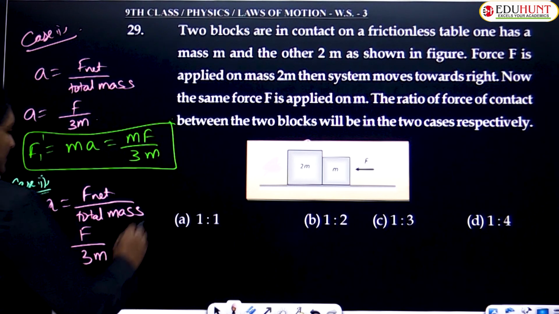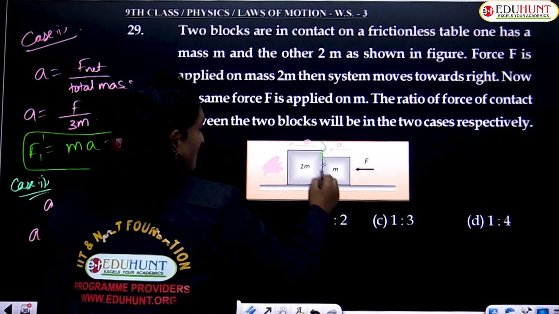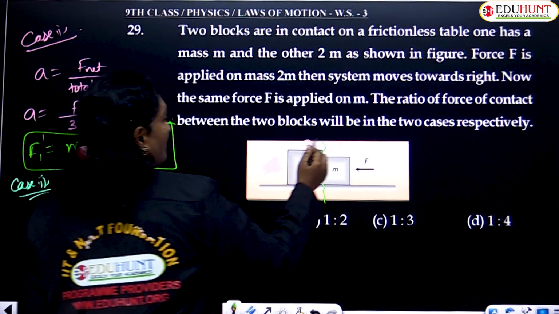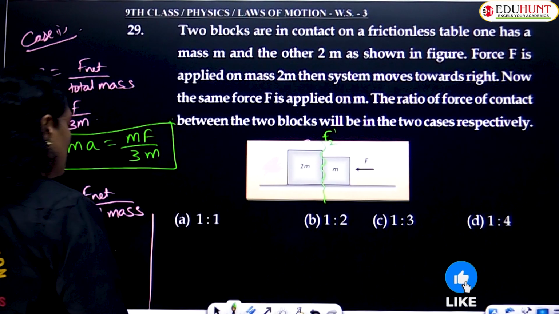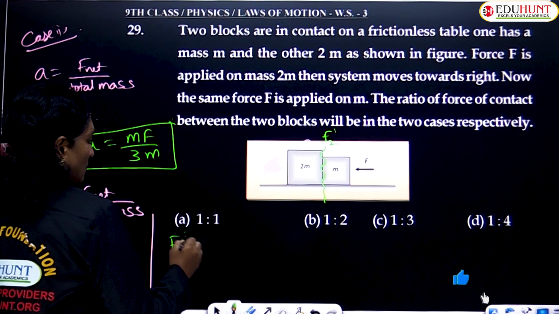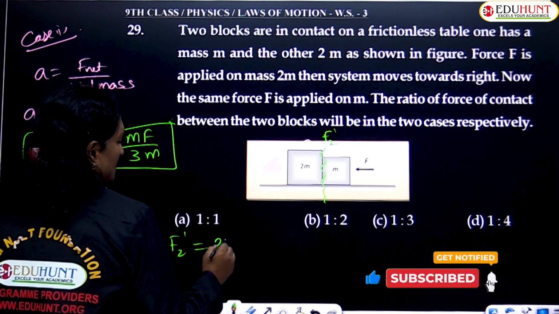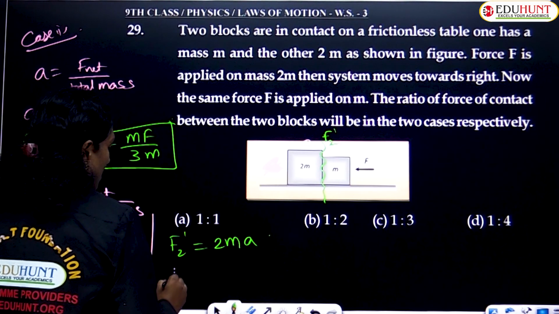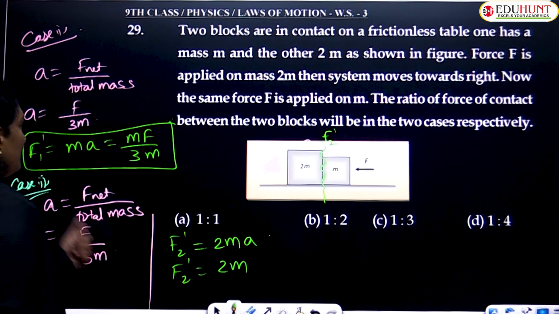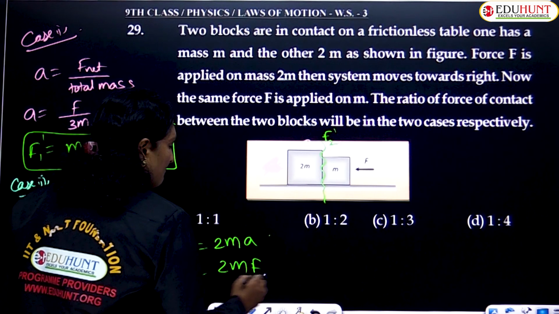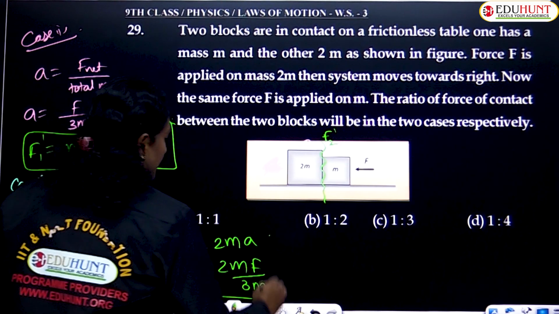Once you have the value of acceleration, let us try to find out the contacting force. So what is the contacting force? The contacting force between the two blocks in the leftward direction, let us take it as some F dash, in the second case as F2 dash. Clearly, because of this contact force, the 2m is set into acceleration. So this force is equal to 2m into a, or F2 dash is equal to 2m into the value of a, which is F upon 3m. That's it. So this is your second case.